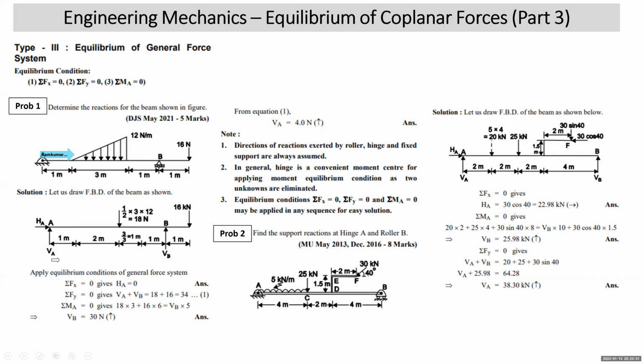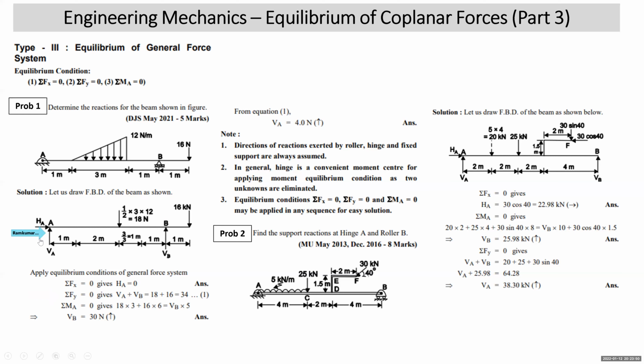Let's apply the equilibrium condition. Sigma Fx is equal to 0. We get HA is equal to 0, since there is no force other than HA in the horizontal direction. Then we write sigma Fy is equal to 0. Sigma Fy is what? Upward forces are equated to downward. VA plus VB is upward. What is downward? 18 plus 16, that is 34. Then we take moment about A.